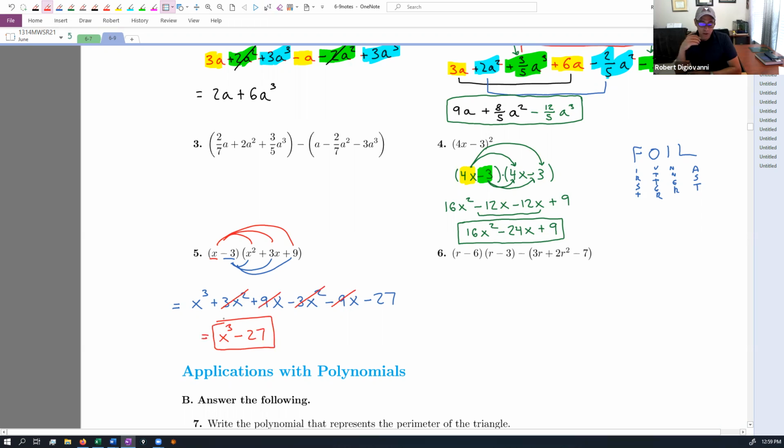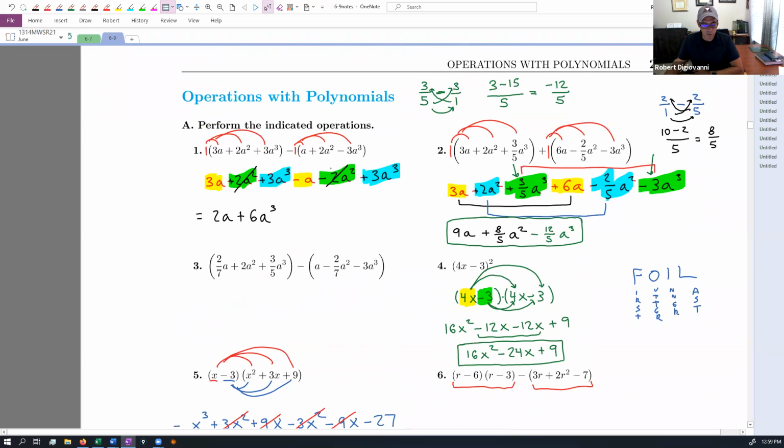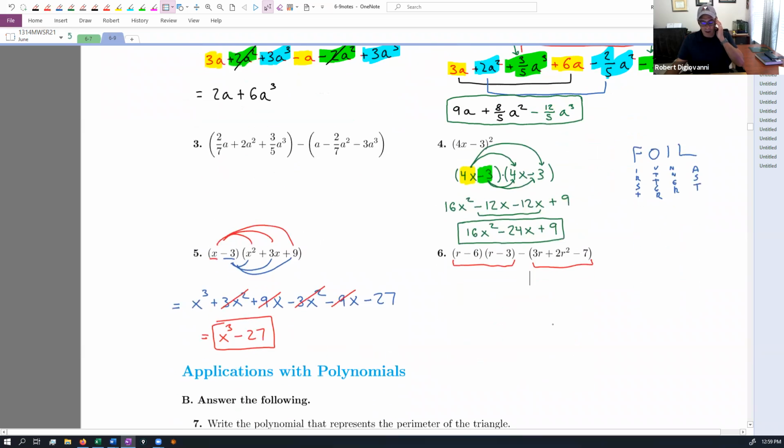All right, the last one I'll leave to you. You would first do this, which would be like the FOIL. After that, you subtract this, which is very much like the first problem. So I'll leave that, you'll see more of that in your homework.